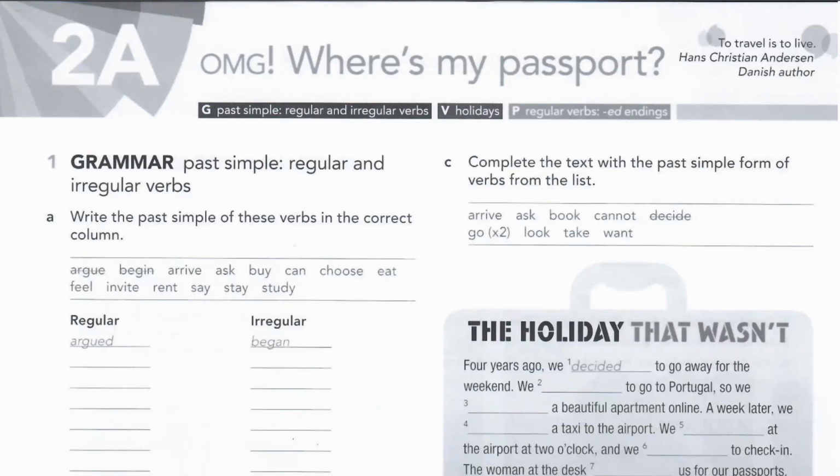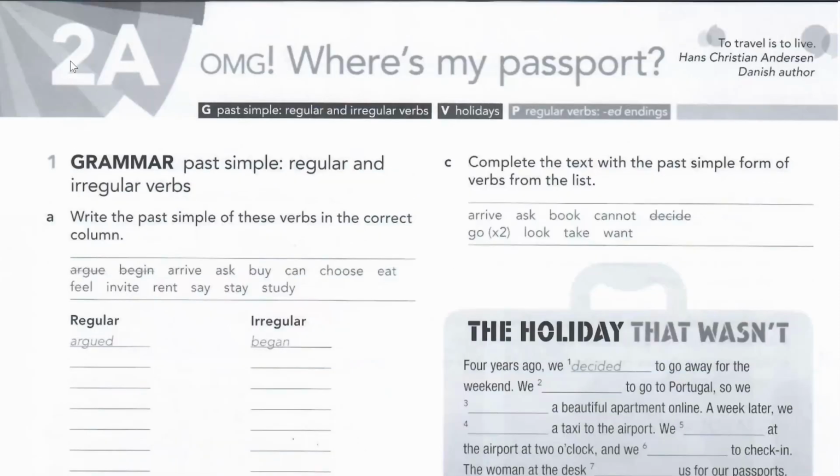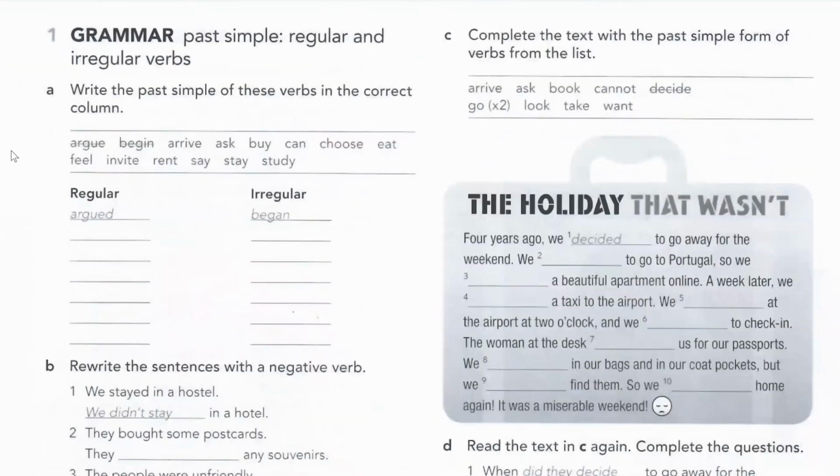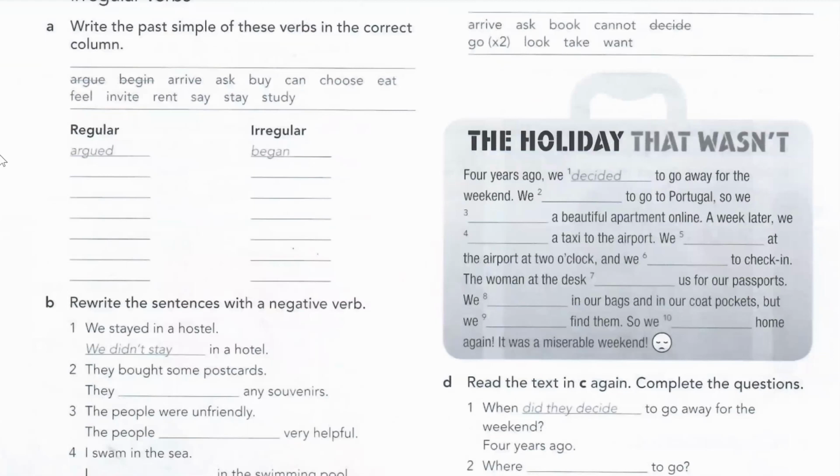So we're going to start from 2A today. That's Print Intermediate workbook 2A. We're going to do the exercises of workbook unit 2A together. The first exercise is grammar, past simple, regular and irregular verbs. A is asking us to write the past simple of these verbs in the correct column. Okay, so we're going to do that.